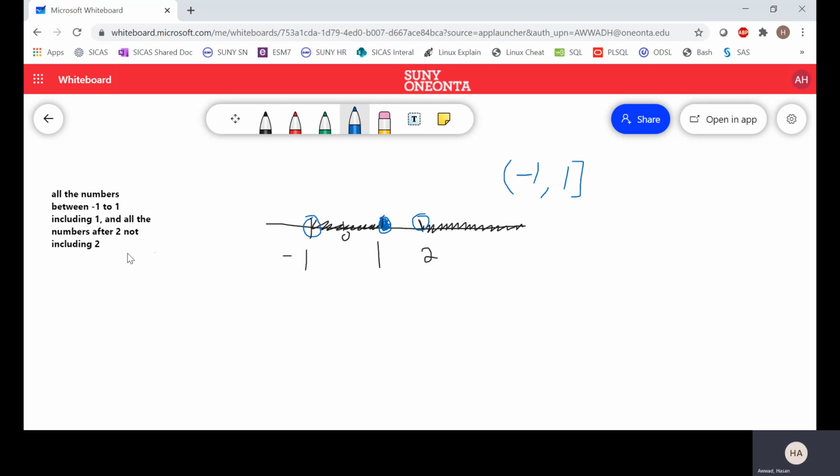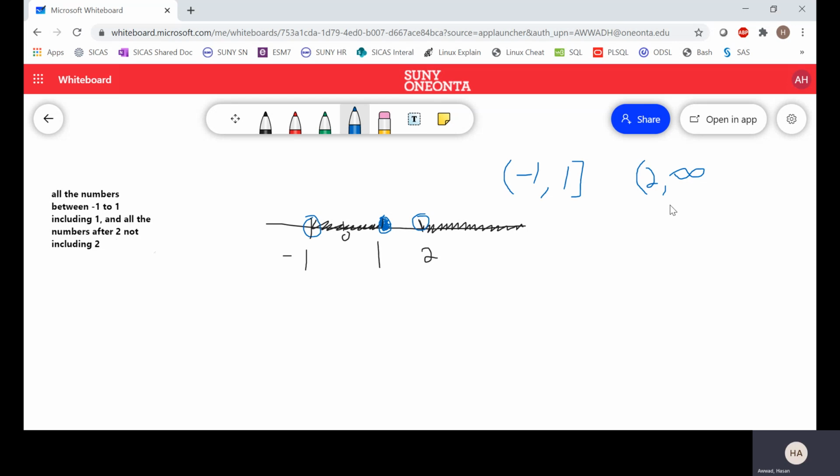Now, we also have the next piece, which is all the numbers after 2, but not including 2. So if we're not including 2, we have to use the parentheses. And we know that if it's going on and on and on forever, it's going to infinity, right? So we draw a little infinity sign.